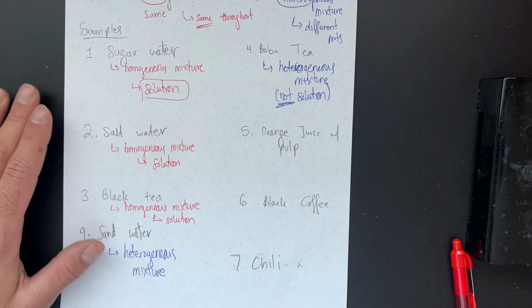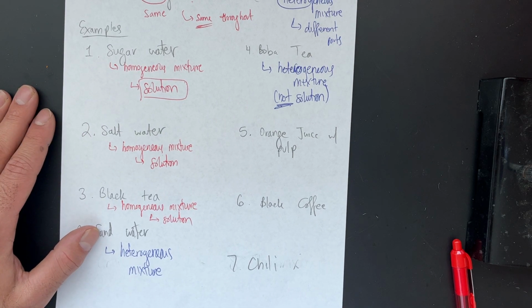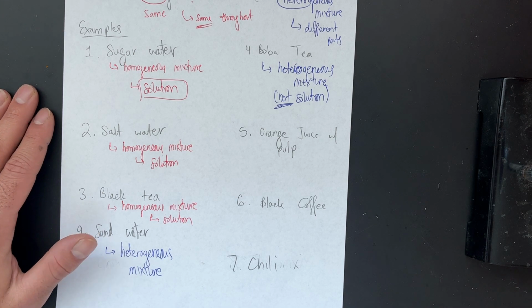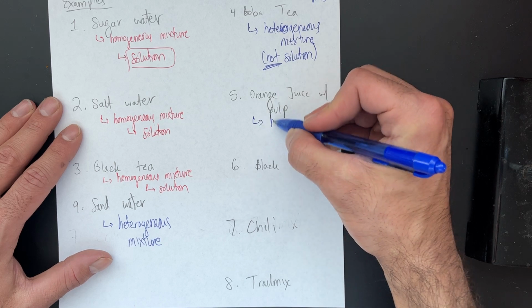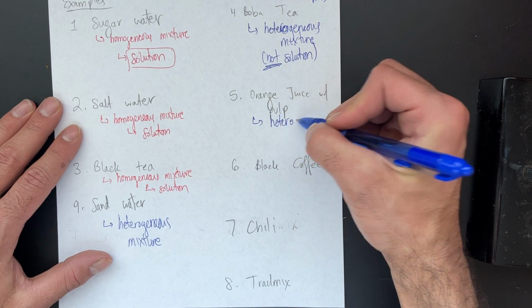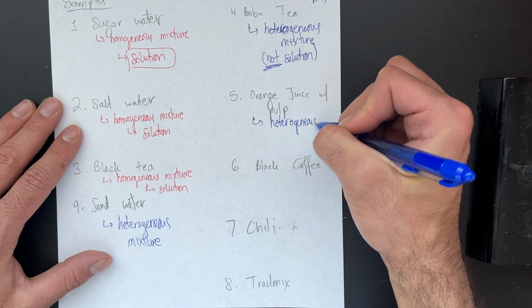And then orange juice with pulp, similarly. The pulp makes it so that there's kind of like two parts. Like there's the pulp and then there's the juice, and they're not really all together. It's not really mixed together. And so this is also a heterogeneous mixture.